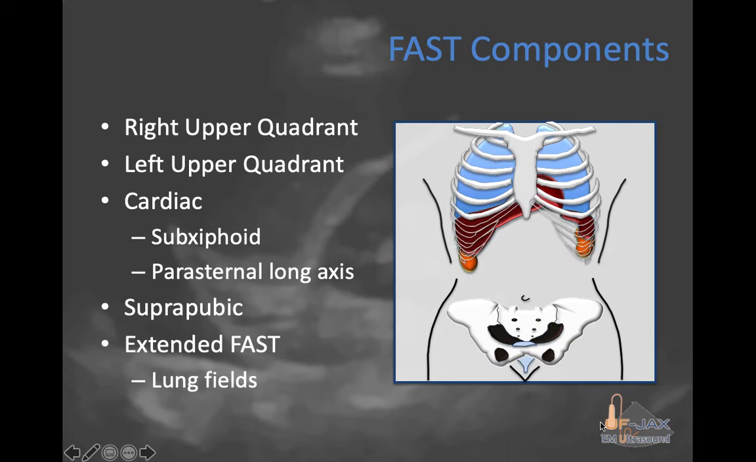I have already alluded to the components of the FAST exam, but let's review them again. Right upper quadrant, left upper quadrant, cardiac, and suprapubic. The cardiac view may be obtained in the subxiphoid plane or in the peristernal long axis. The extended FAST, or EFAST, uses the traditional four views but then also looks into the chest cavity. So let's now go into each view in depth.